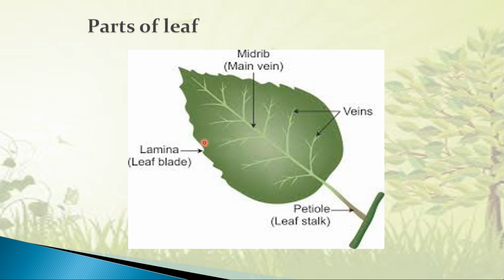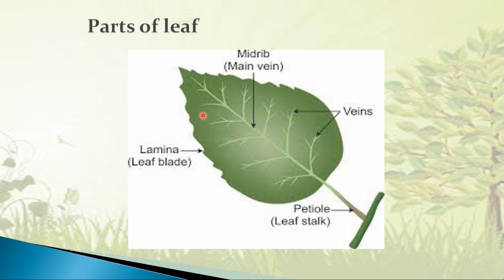Now, lamina. Lamina is the green flat part supported by the midrib, veins and veinlets. Veinlets are the branches of veins. Now, midrib. It is the extension of the petiole in the leaf plate, from the leaf apex to the stem.